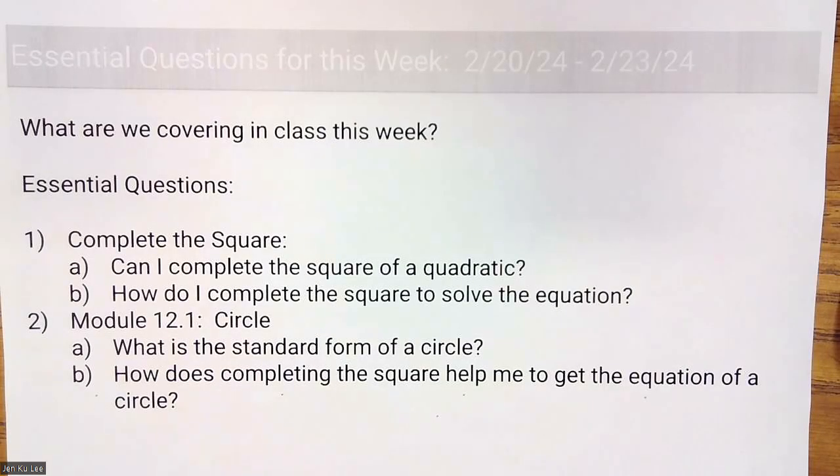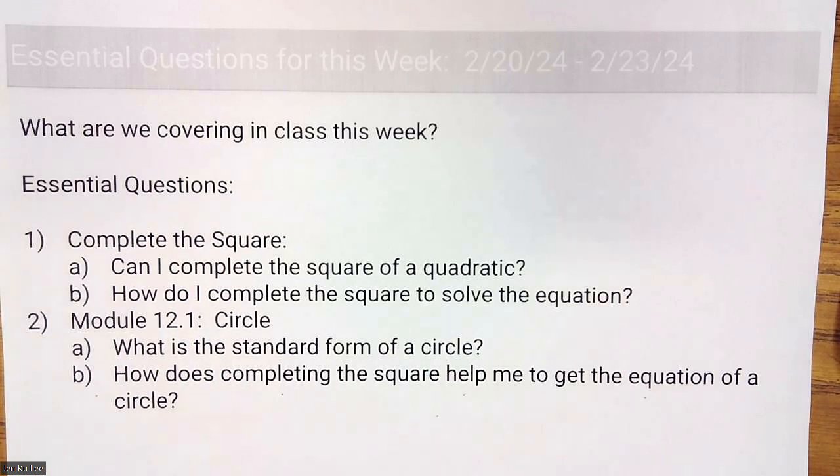So today's essential question, we covered completing the square last lesson, right? So we're good with that. And what I want you guys to do with the skill that you learned, take that skill of essentially solving for x, but just to build up that completing the square part, and we're going to apply it to circles. So your essential questions for today are, what is the standard form of a circle? And how does completing the square help me to get the equation of a circle?